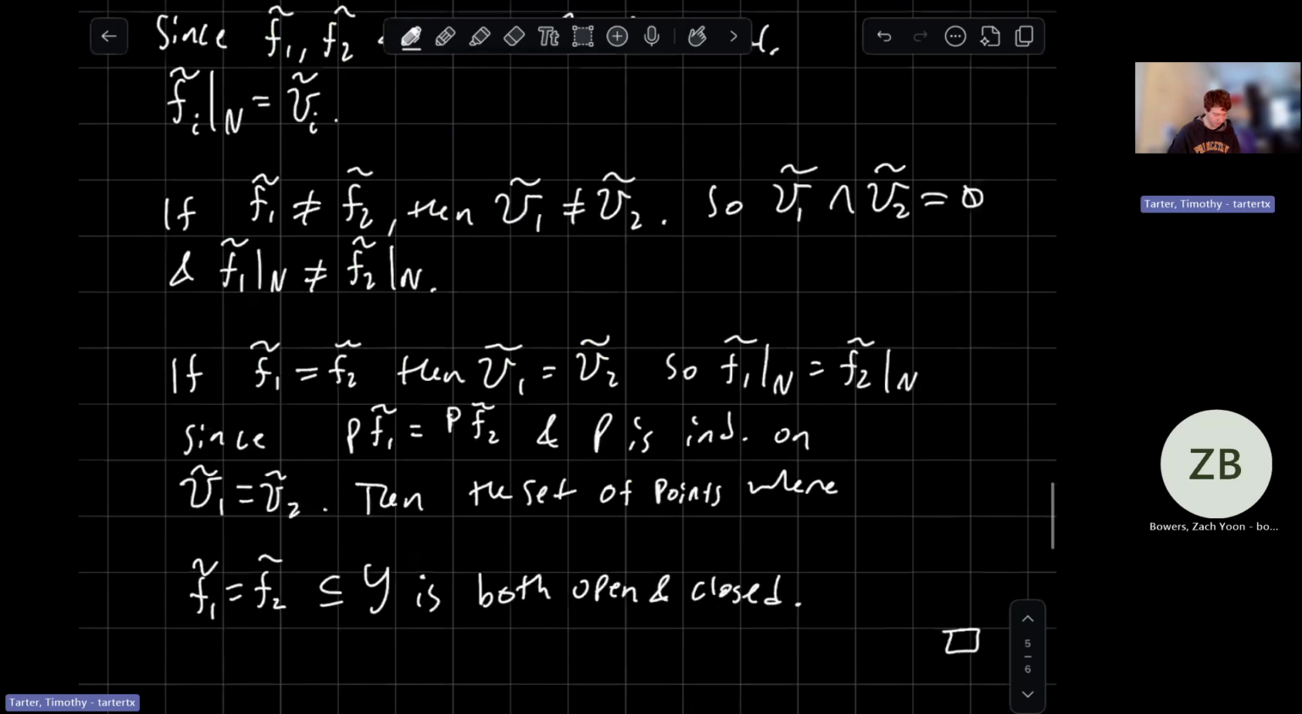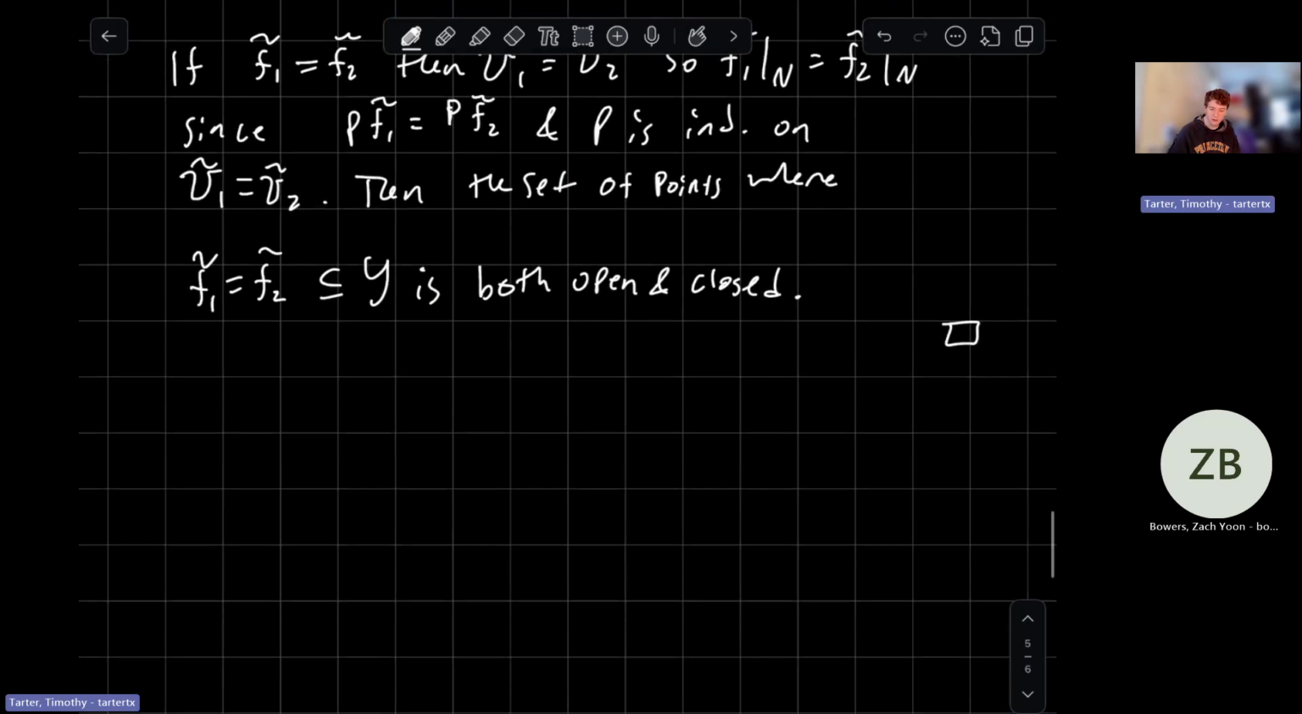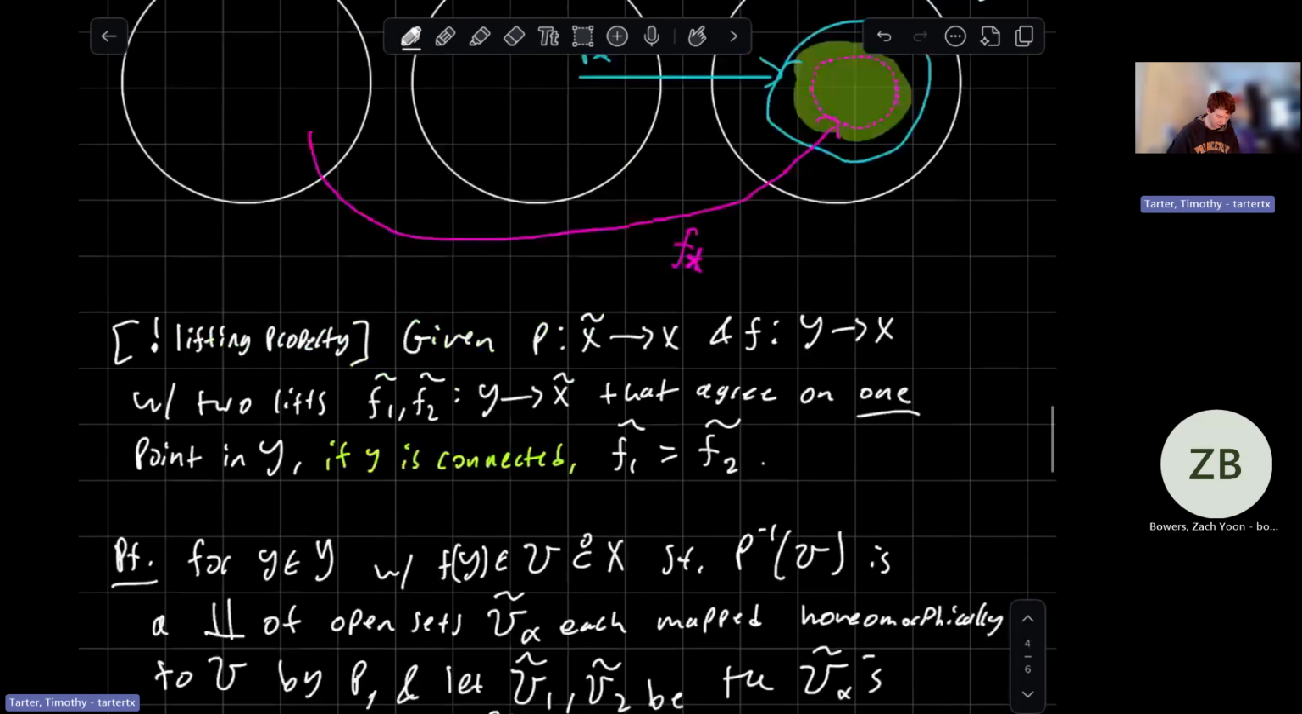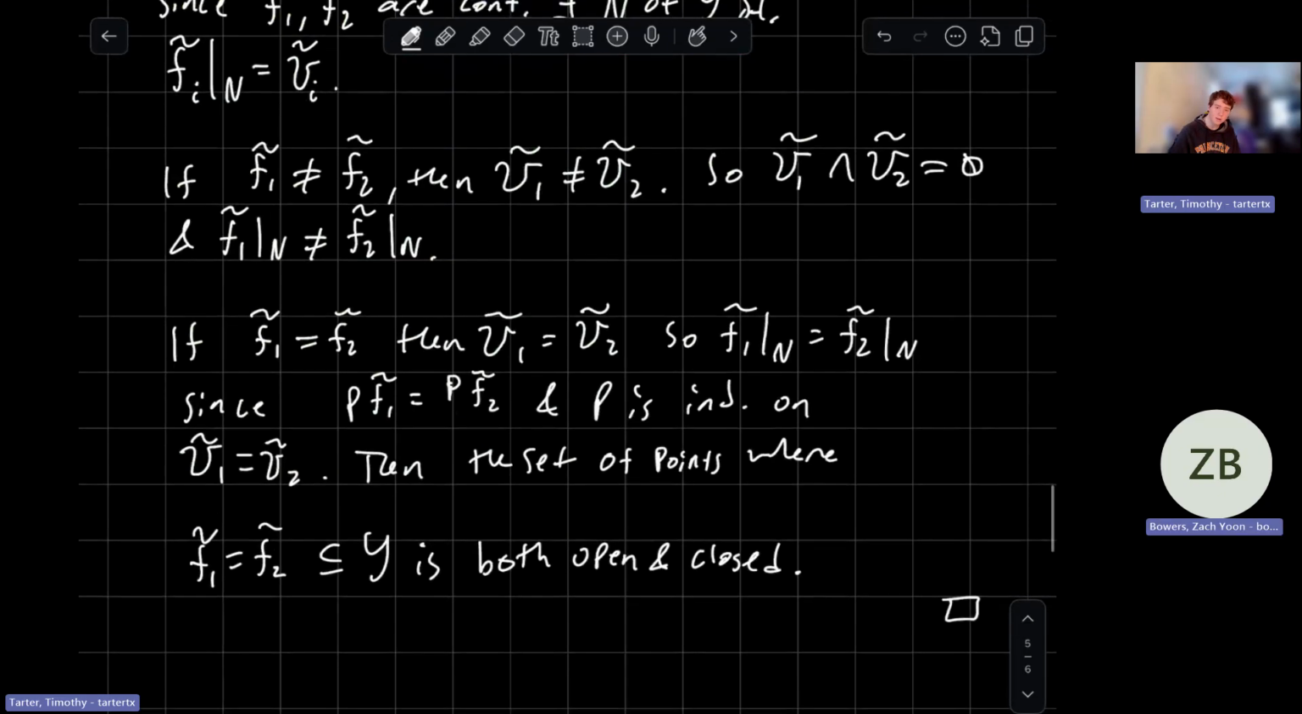Huh, that's a pretty elegant proof. I like that. Any questions on that? Nope. Okay.